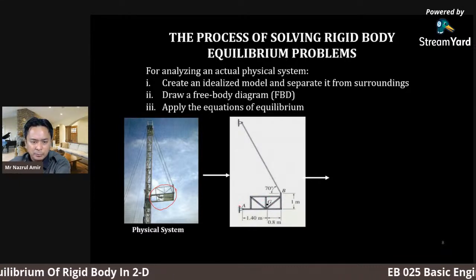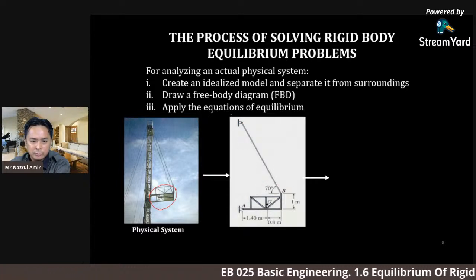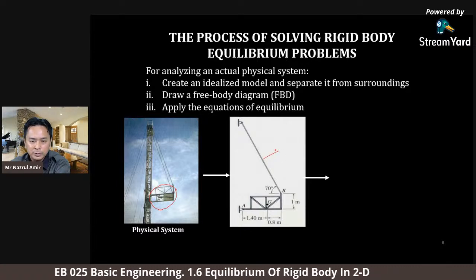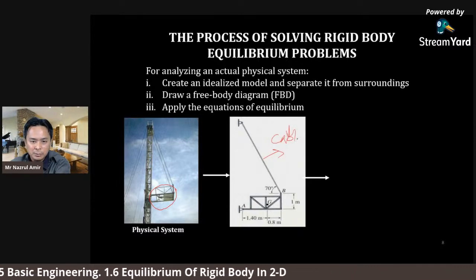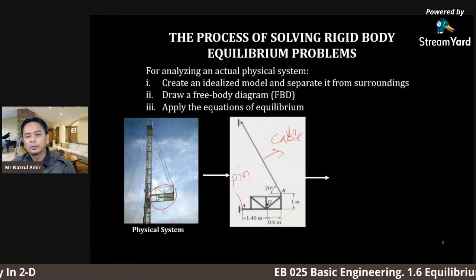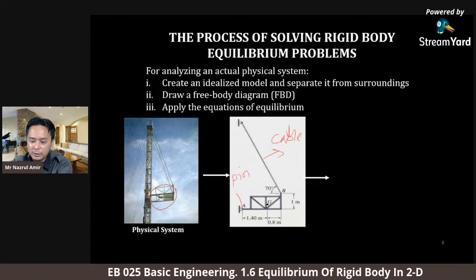It is supported at point A at the top, and point B is supported by a cable. So here it uses two supports. This is the cable, and this is the pin support. This is the idealized view, so it can be seen clearly.